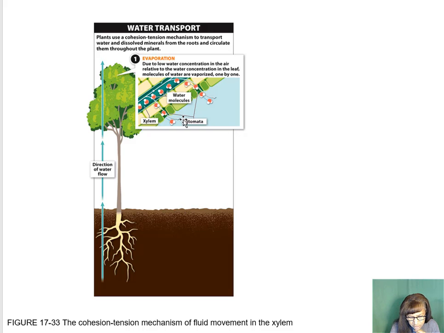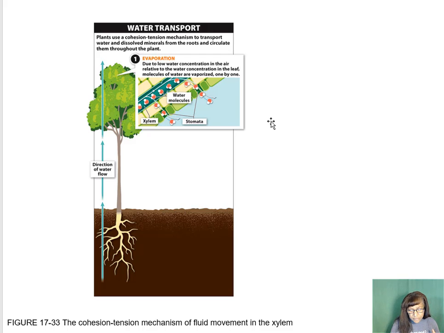So here, take a look at the illustration. Here we have the xylem where we have our water. Remember, that's part of the vascular tissue. And then we have the stomata, that's the opening. And so water basically can be released one molecule at a time through evaporation.